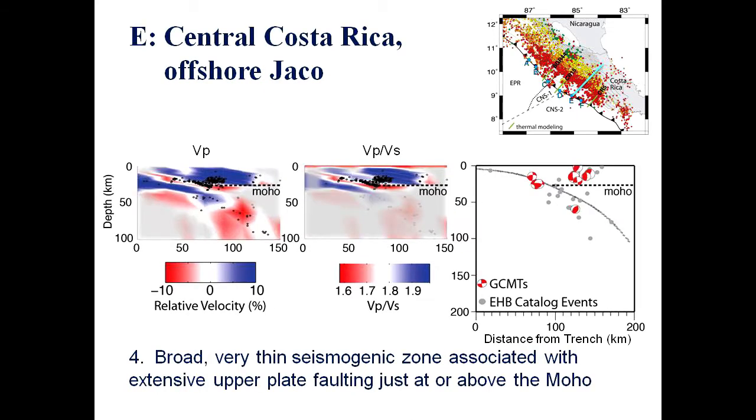Now we move into central Costa Rica, where we have all these seamounts subducting. Image changes again. We still have a nice, what I would term microseismicity seismogenic zone, but here we have a whole bunch of seismicity occurring in the upper plate. Now, these are not mislocated, okay? I mean, that's the point of using these advanced techniques.